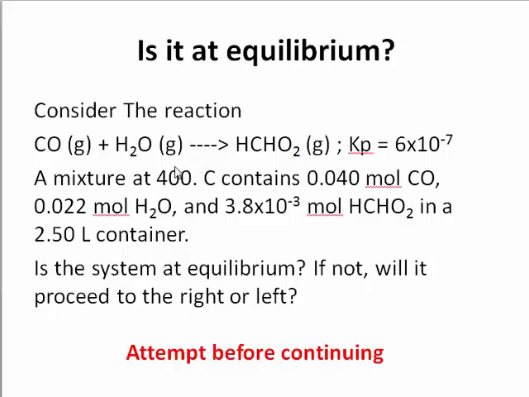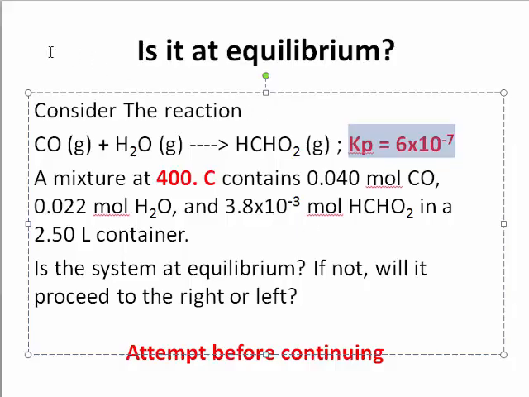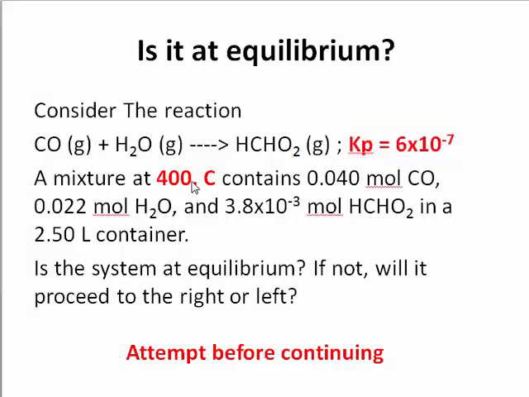In this problem we have a mixture at 400 Celsius, which we will assume is the temperature that corresponds to this Kp. And we have 0.04 moles of the carbon monoxide and 0.022 moles of the water, and 3.8 times 10 to the negative 3 moles of the formic acid, in a 2.5 liter container. In other words, our container contains a mixture of the three gases.